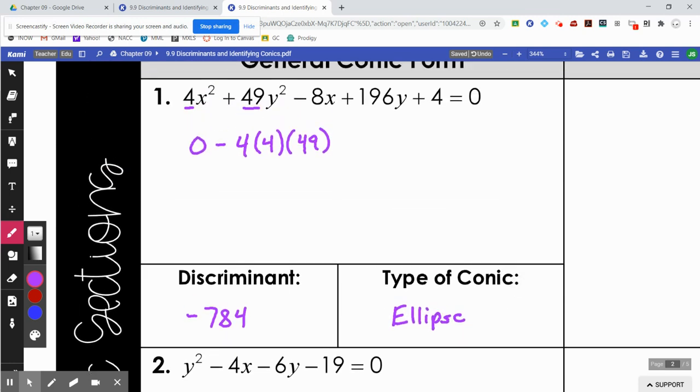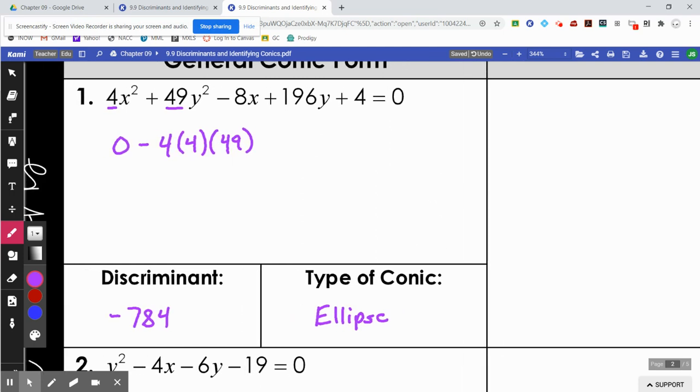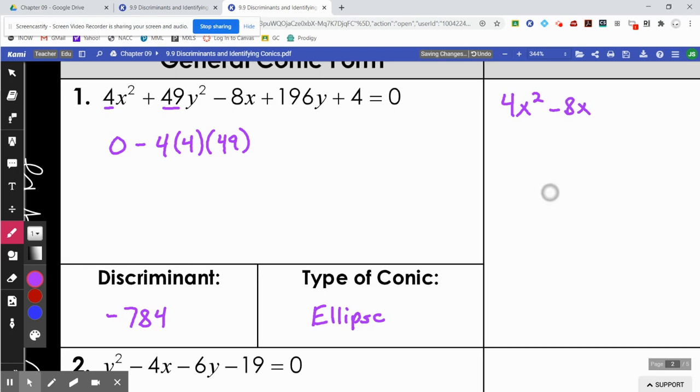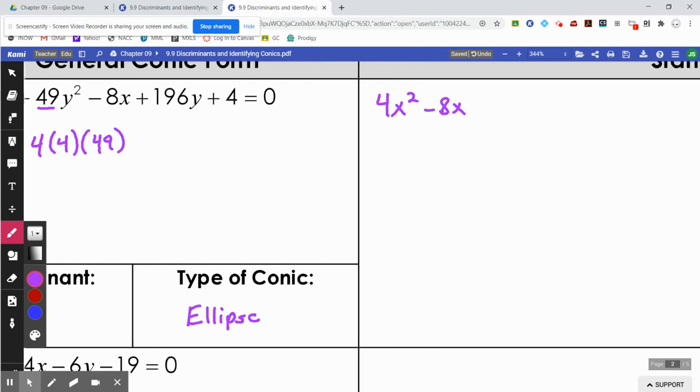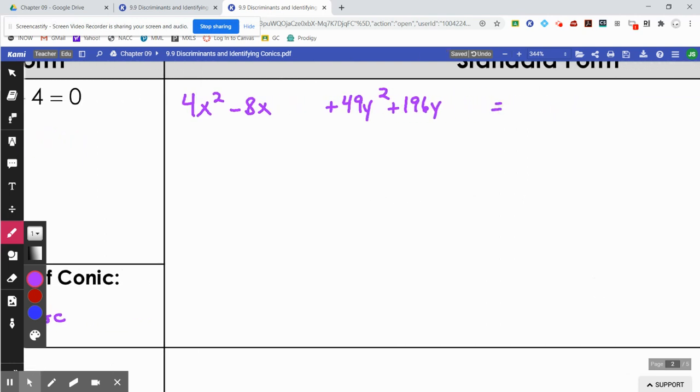Now let's write this thing in standard form. Here's how you do it. Group all your x stuff together, group all your y stuff. So let's start with 4x squared. Let's go ahead and put our minus 8x with it. Skip a space. Then you're going to write your plus 49y squared and put your other y stuff with it. So plus 196y. Skip a space. Let's move our 4 to the other side, so equals negative 4.